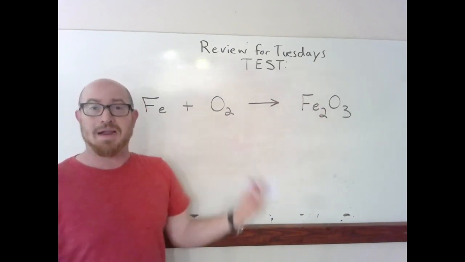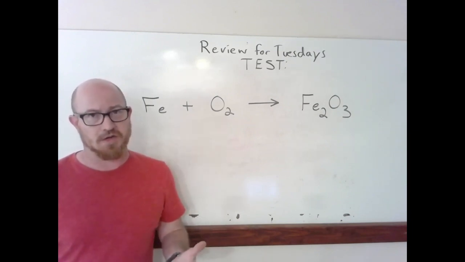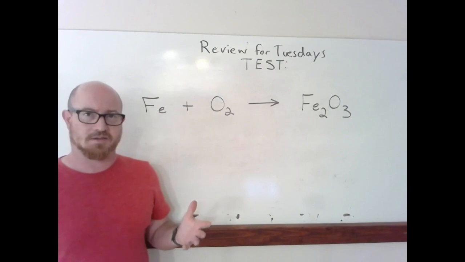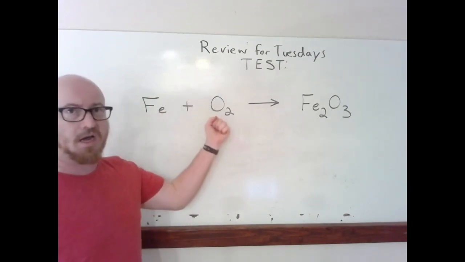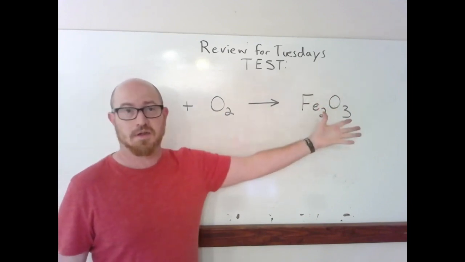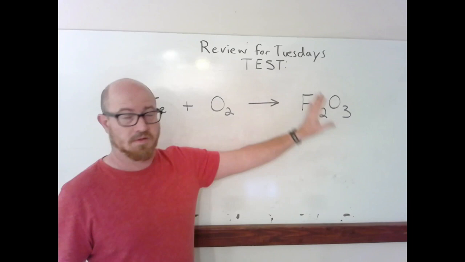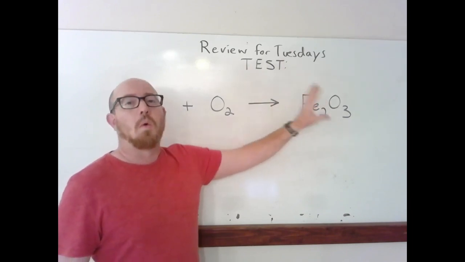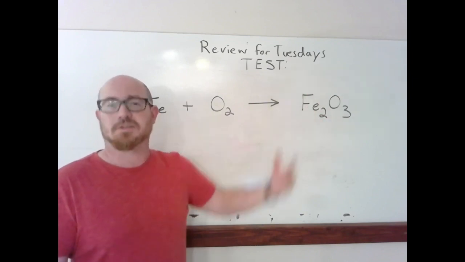They didn't just magically appear. So what we've got to do is balance this equation. What we're really saying is this ingredient, iron, plus this ingredient, oxygen, will make rust. Okay? This is iron(III) oxide. It will make rust. But what proportions do they come together to make that rust? That's what we're looking for.